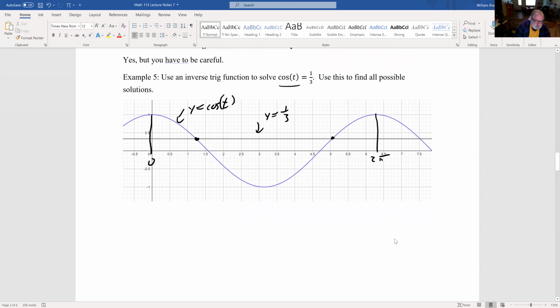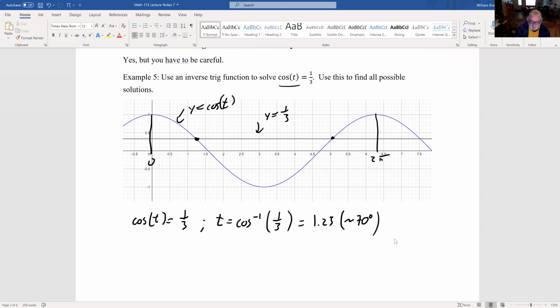So this is one cycle of cosine, and there are 2 solutions in there. If you have cosine t equals 1/3 and you use your inverse trig function, in radians, it will tell you that t is about 1.23 radians, which is about 70 degrees. Which solution does it actually give me? Well, that's this one. The inverse trig function will give you one of the 2 solutions. You have to figure out where the other one is.